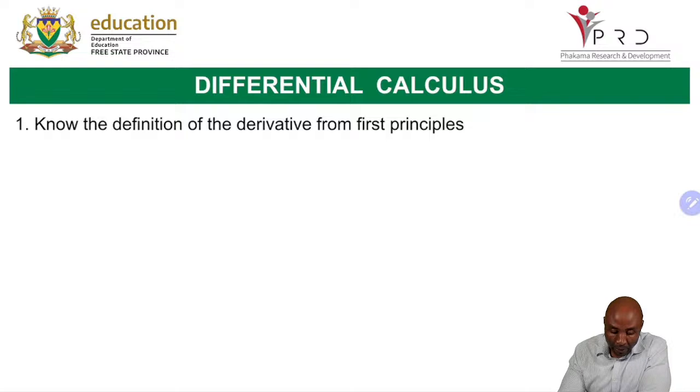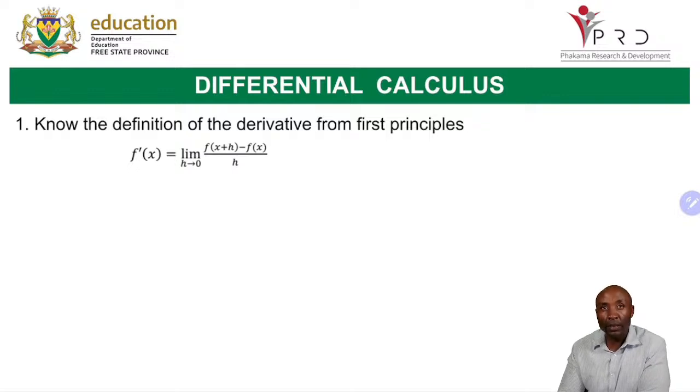So, we must know the definition of the derivative from first principles. I will not illustrate that. We know that it's given on the formula page. It is the limit of h tending to 0 of f of x plus h minus f of x over h. Please be careful here. You will be penalized if your notation is wrong. So please, let's make sure that we practice the correct notation.